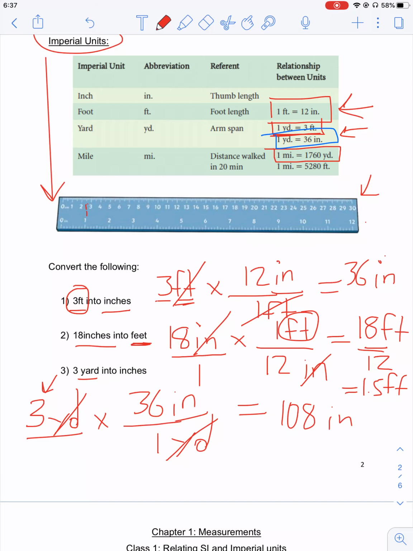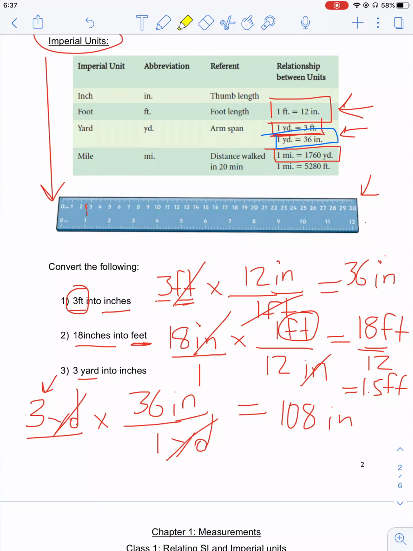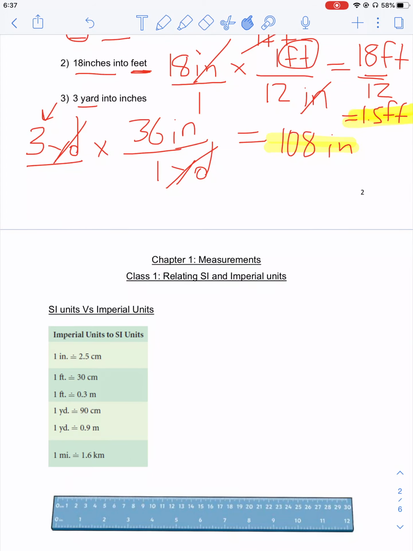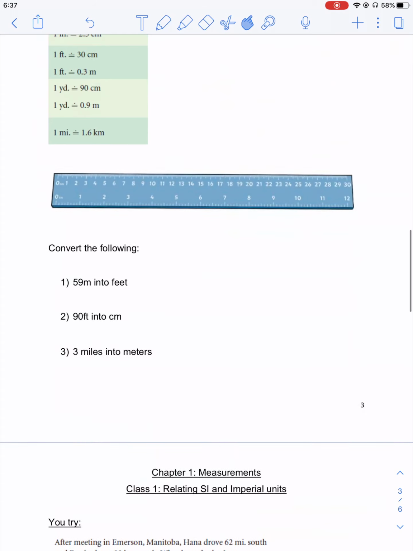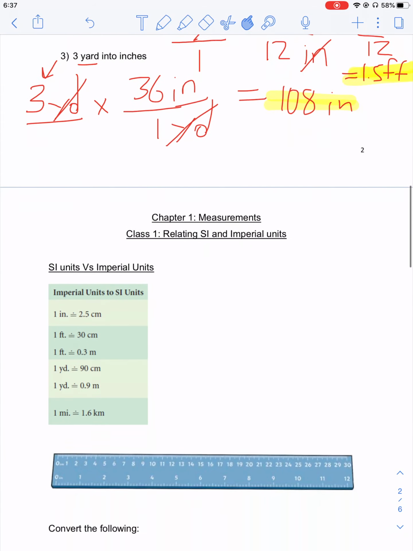Okay, so I'm going to maybe highlight my answers. So for question 3, it's 108. For question 2, it's 1.5. And then for question 1, it's 36. Okay. So now what I'm going to ask you to do is, okay, we're not going to, I thought I had some practice questions for you, but there will be some down here. Okay. So let's just wait for that.